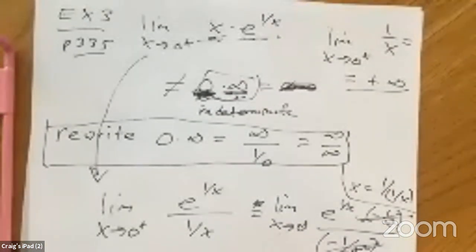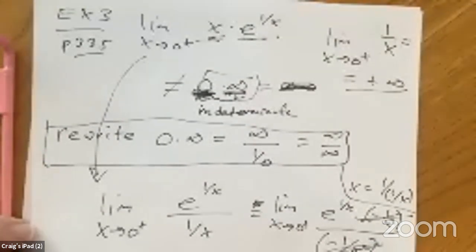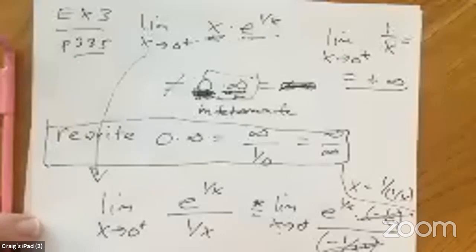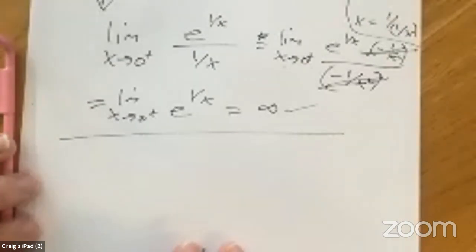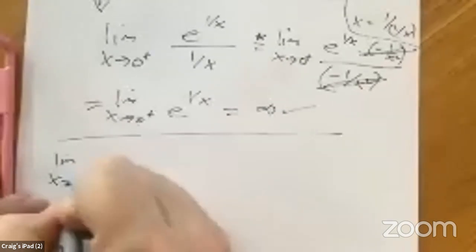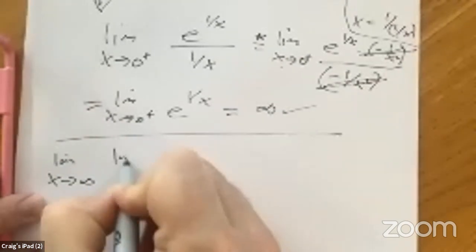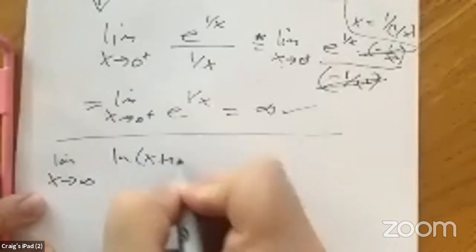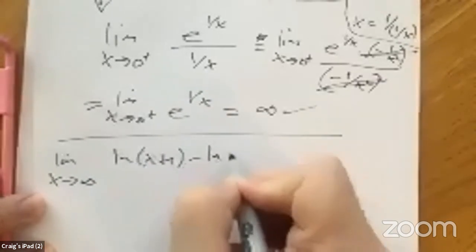Okay, and then there's a couple other forms that they're going to do. So on number 3, so example 3, part 3, the next one is going to be the limit as x goes to infinity of the natural log of x plus 1 minus the natural log of x.